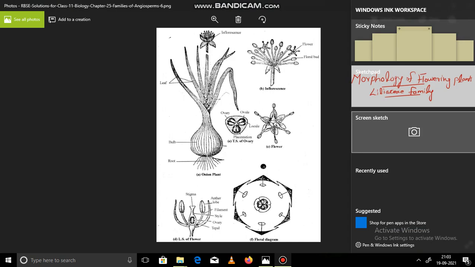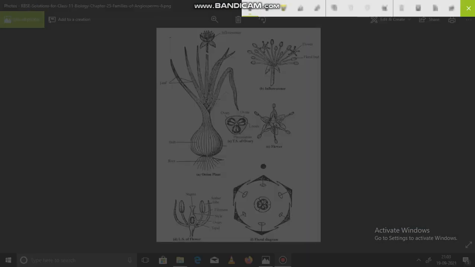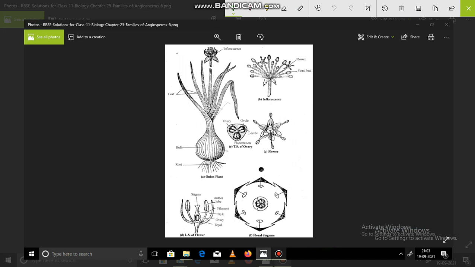So as I told you, there is a bracteate, or it is ebracteate, and the flower is actinomorphic, bisexual, and it has perianth, which is arranged in two whorls of three each. Either it is fused or it is open. Open means poly, and fused means gamopetalous condition.